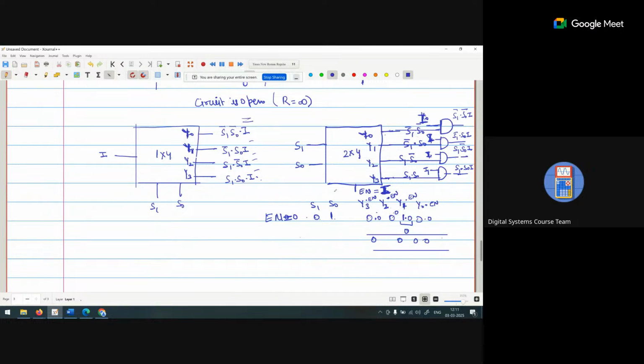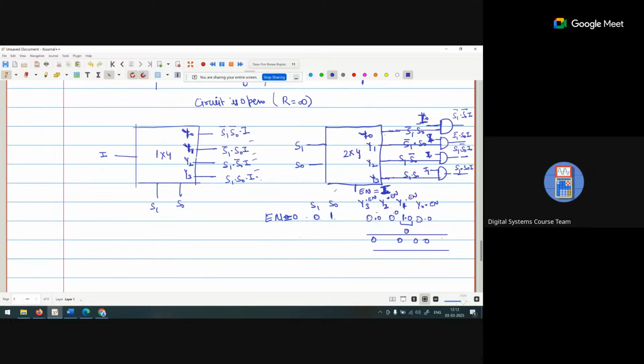with this one. In the demultiplexer, what happens when we select S1 bar and S0 bar? It means only the Y0 pin will get enabled, and we will get the input. Then here also, when we do S1 bar and S0 bar, only the Y0 pin will get enabled. Then after that, why do we do an extra ending with I? We didn't need that.